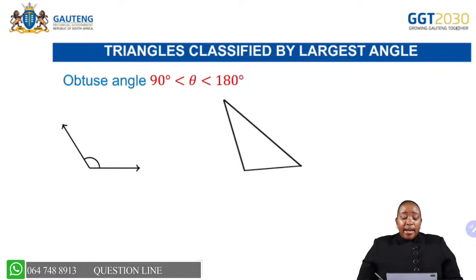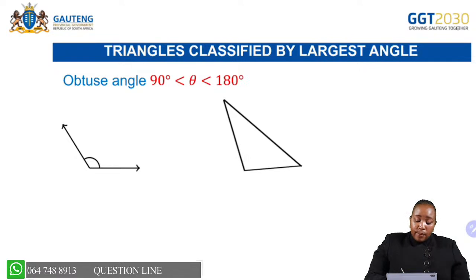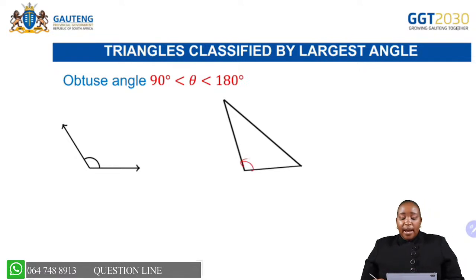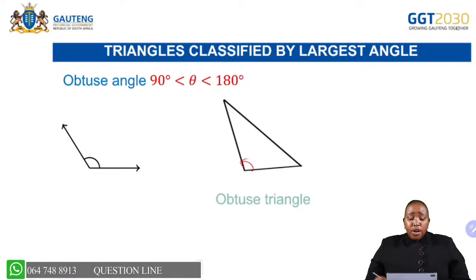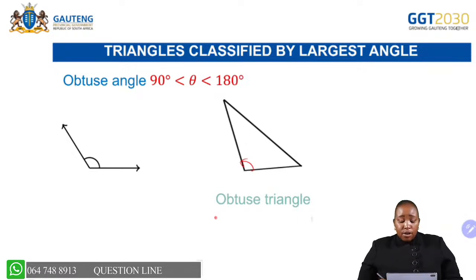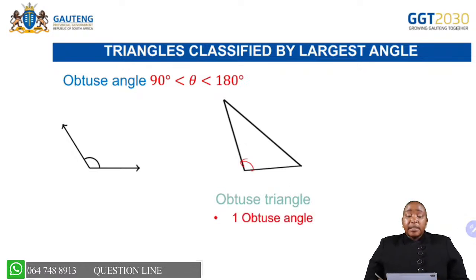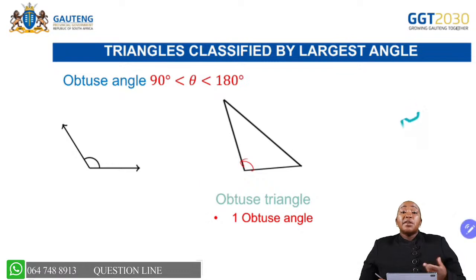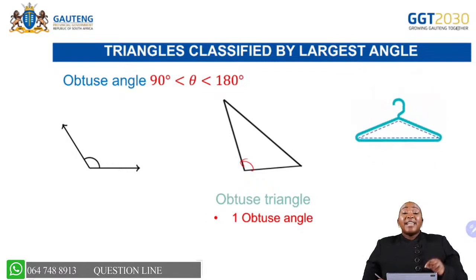Okay, and there's our triangle with the angle there. So we would call it an obtuse triangle, and what you need to remember about it is that it will have one obtuse angle. A good way to remind yourself of an obtuse triangle is to think of a hanger. So the side with the obtuse angle will be where the top of your hanger will be. So just think of a hanger every time you want to identify your obtuse triangle.